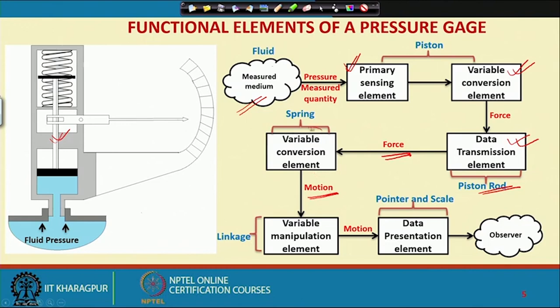So, the spring works as variable conversion element, because there has been a change in the nature of the signal. It receives force as input, gives you motion as output. That motion is magnified by the linkage. So, the linkage works as variable manipulation element. Output is still a motion, which goes to pointer and scale, which presents data to the observer. So, pointer and scale works as data presentation element.